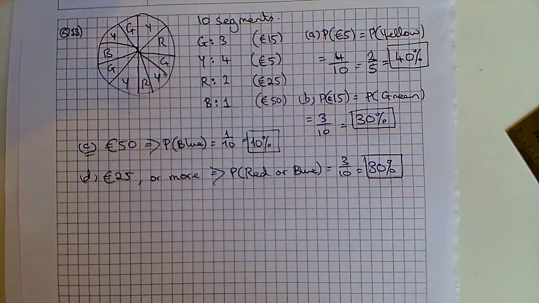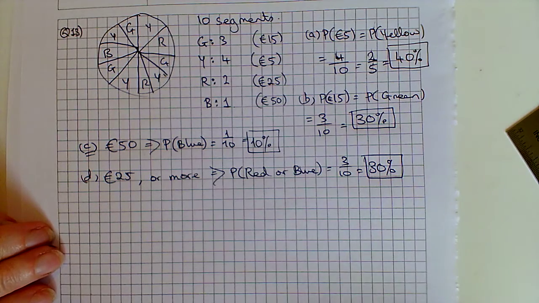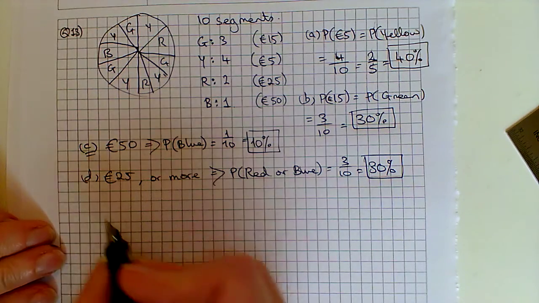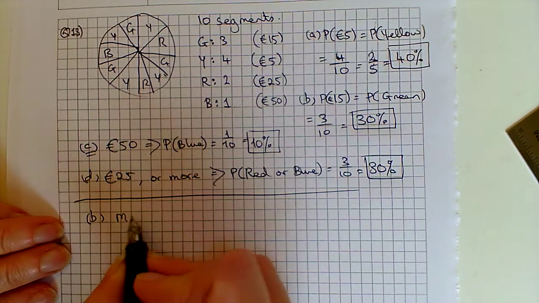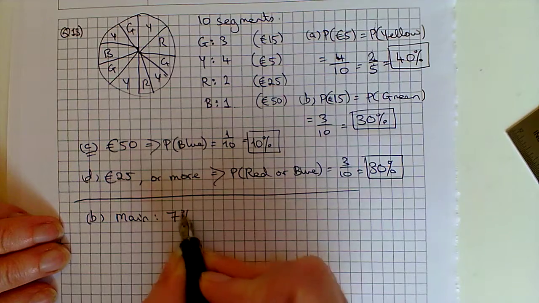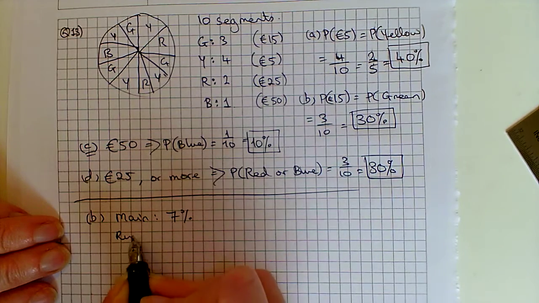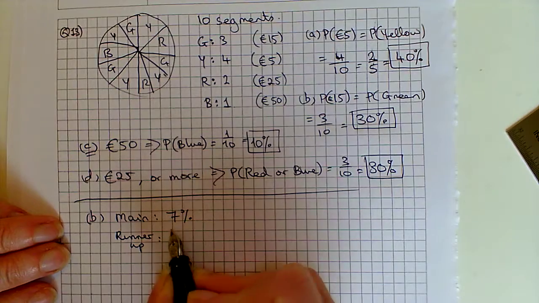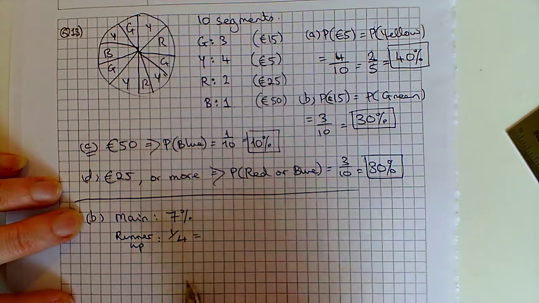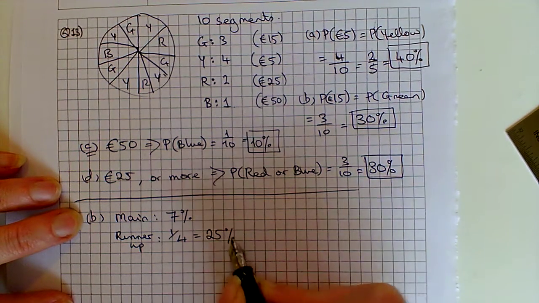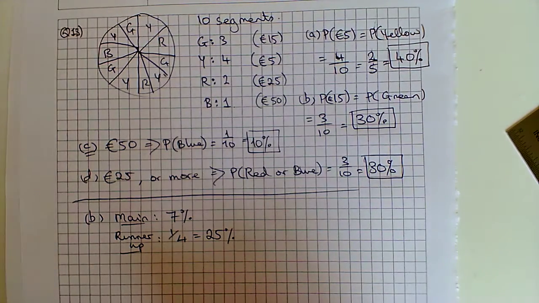Now, a different game at the carnival has a 7% chance of winning the main prize and a quarter chance of winning the runner-up prize. So this is the second part, part B. A different game, the main prize, 7% chance, and the runner-up, a quarter probability. I don't like comparing decimal percentages and fractions like that, so I would change my quarter to 25%, even before I see what the question's asking me.